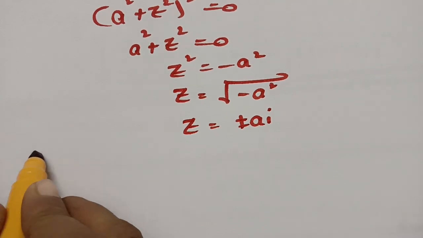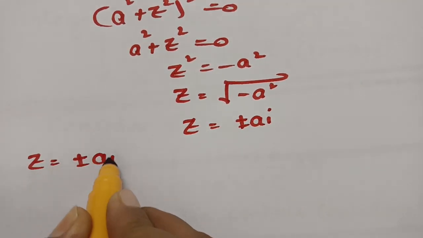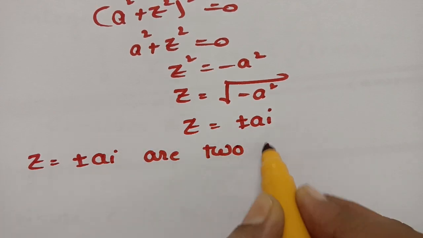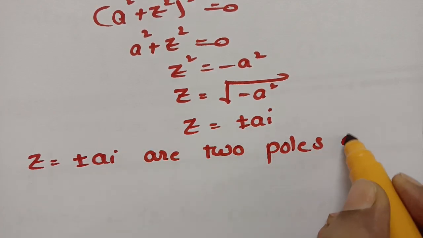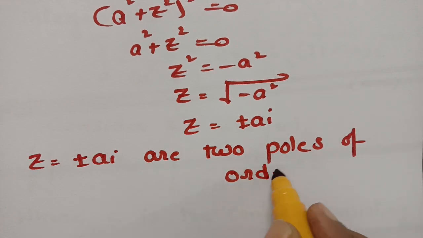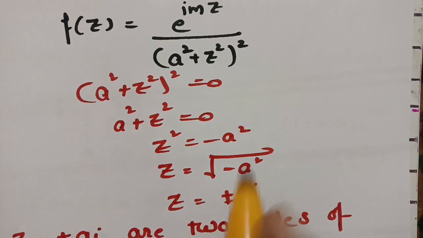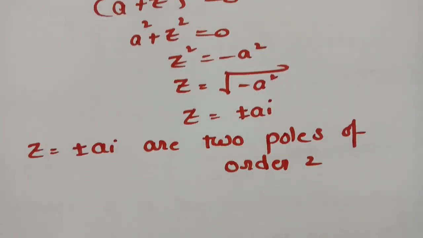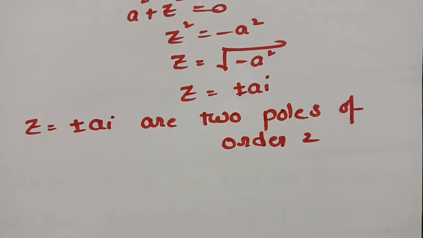So z equals plus or minus ai are two poles of order 2, as the factor appears twice. See here, this is 2. So z equals plus ai and minus ai are the two poles of order 2.